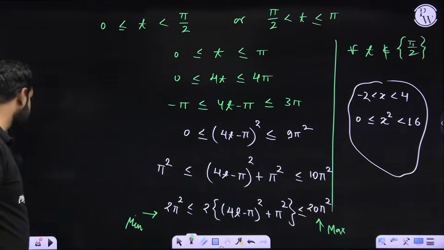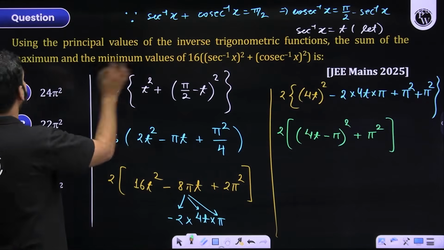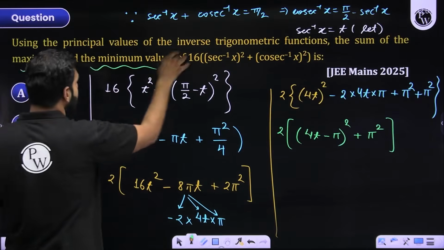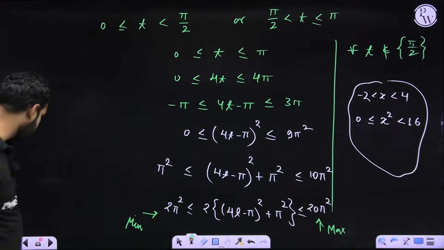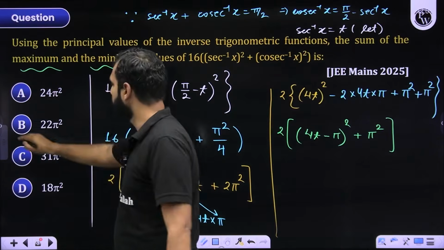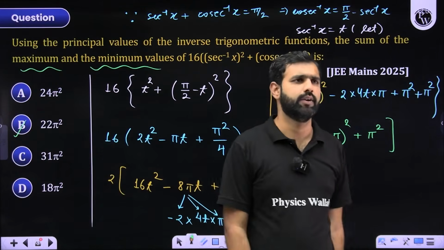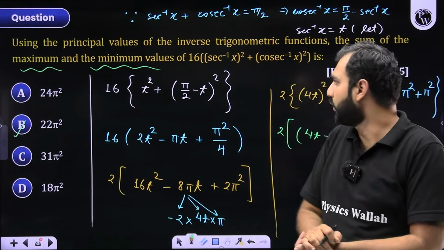So what are we asked? We are asked the sum of the maximum and minimum value of this expression, which is nothing but 20 pi square and 2 pi square. So 20 pi square plus 2 pi square is 22 pi square. Did you understand this part? I hope there is no confusion on it.